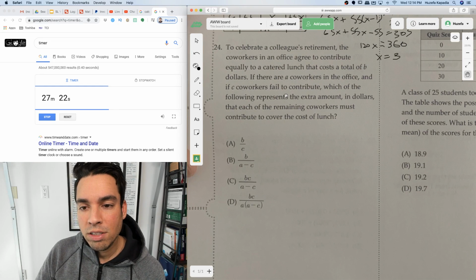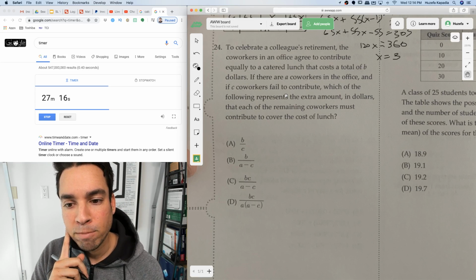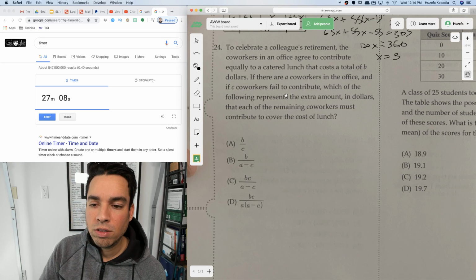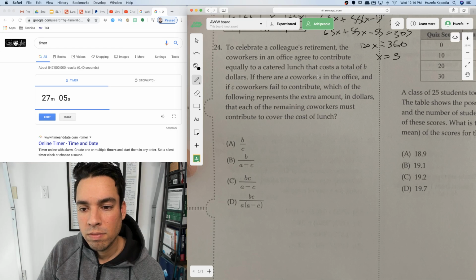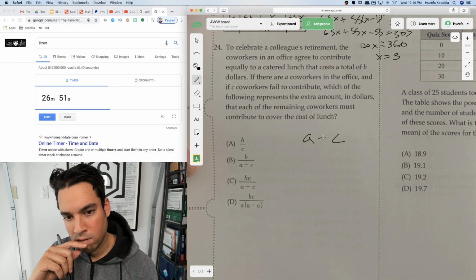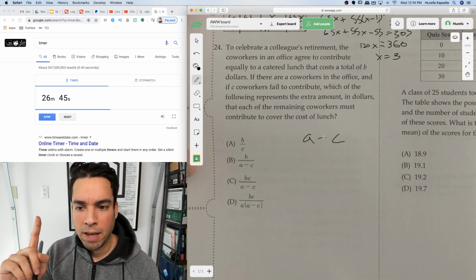To celebrate a colleague's retirement, the coworkers in an office agree to contribute equally to a catered lunch that costs a total of B dollars. Hold on. There are A coworkers in the office and C coworkers fail to contribute. So A minus C is who's contributed. Hold on. That costs a total of B dollars. Okay? And C coworkers fail to contribute.